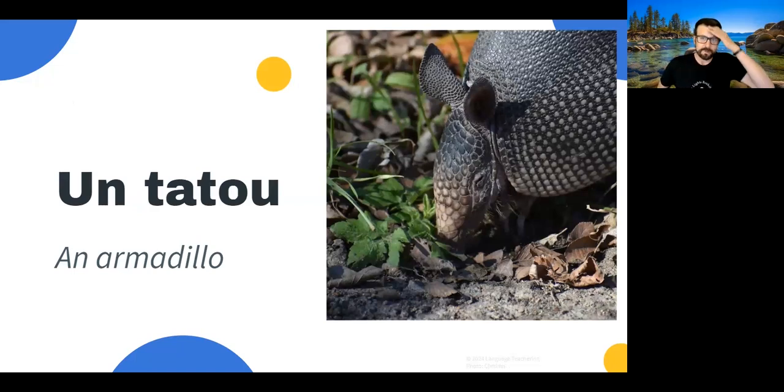Un tatou, an armadillo. So the word for tattoo in French is not tatou. It's un tatouage. Okay, just to disambiguate between those two things. Un tatou is an armadillo. As we work through this French course, we're going to see a lot of armadillos because the University of Texas at Austin has provided us with a lot of those in our reading.